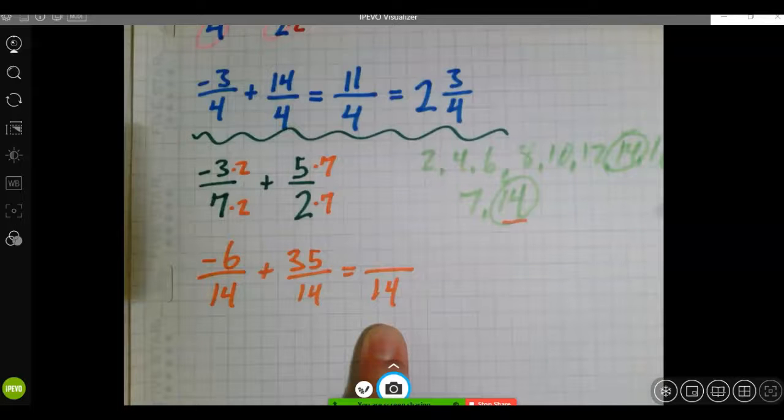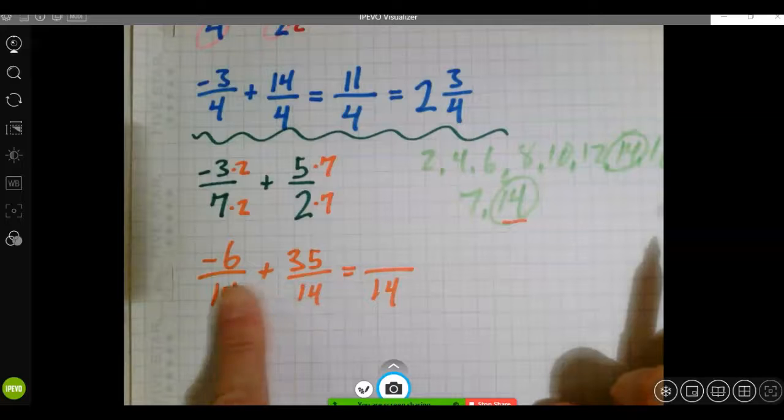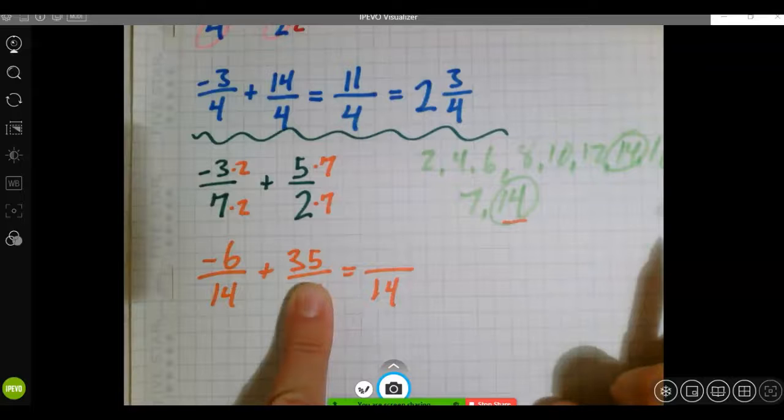I have no idea because I got to finish the process, right? So good guy, bad guy comparison. 35 versus 6, right? Because they're facing off against each other. The 35 is definitely going to win. By how much?